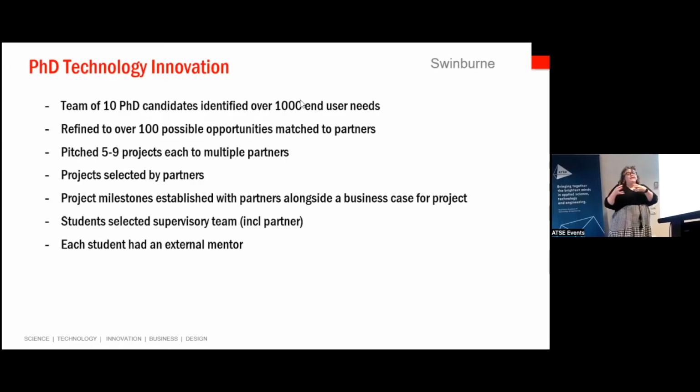So with the partners and the student, we selected the projects that they would do, and they established project milestones alongside a business case for that project as well. So now they looked at, well, where do we think this could go? And what is the scale of the market? Things like that. Only then did the students work out who their supervisors were going to be. I can tell you now, that broke brains.